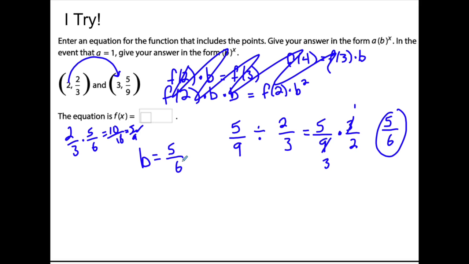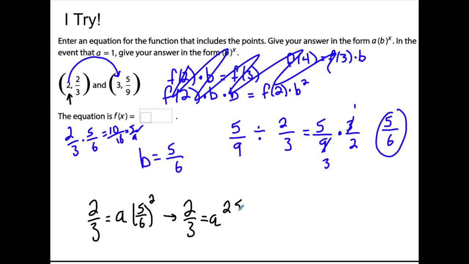Now this is one where it's going to be very difficult to find the a value, so I'm going to plug in 2, because if I'm going to be squaring a fraction or cubing a fraction, I would prefer to be squaring it. Me personally. So what I'm going to do is set y equal to 2/3. I don't yet know a. b is 5/6, and 2/3 is the output when you plug in 2. Now, the 2/3 is 2/3. When I square 5/6, I get 25/36.